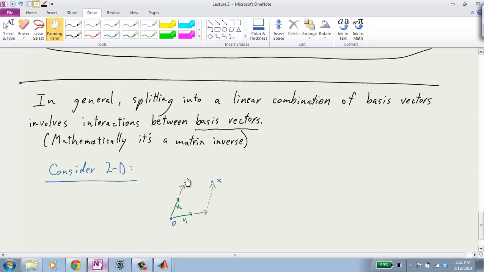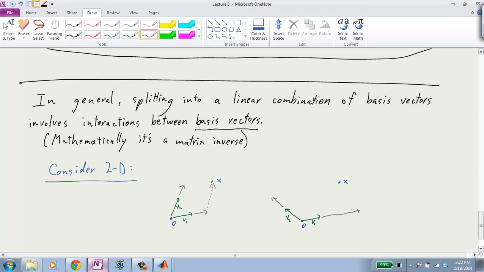Now let me redo the same example. Here's 0, here's x, and I'm going to keep v1 exactly the same, but I'm going to change the other basis vector. I'll make it like this, and I'll call this v2. Again, it's linearly independent, so it still spans the space. But now if I try to figure out what the coefficients have to be, I would get something like this. This one I'd have to multiply to be about that long, and this one about that long.